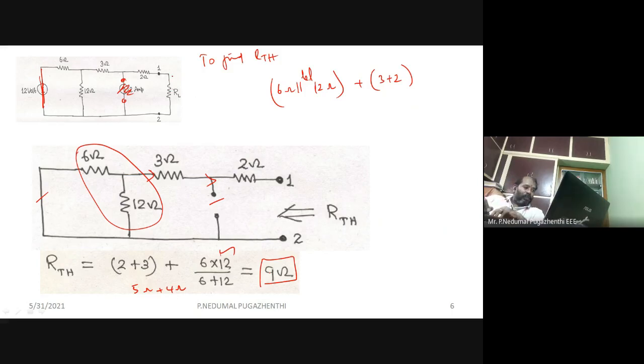So in the first case, I have to remove this RL first. Then I have to replace the independent sources by their equivalent: current source is open circuited, voltage source is short circuited. From that I will find the total resistance through the terminals 1 and 2. I find R Thevenin is equal to 9 ohm. Any doubts?